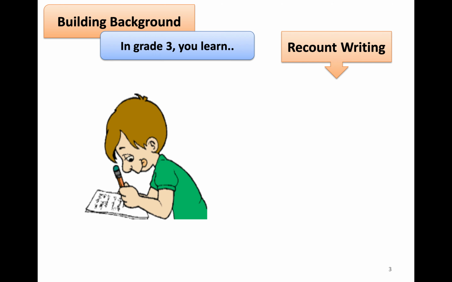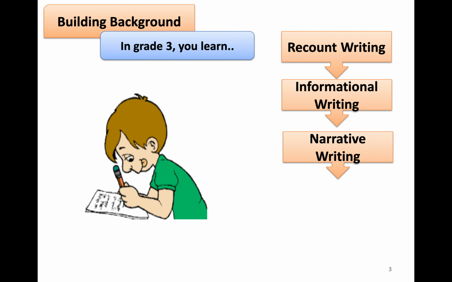Alrighty, so in grade 3, we've learned a few different kinds of writing. We've done a recount writing where you write about things that happened in the past, a story that happened to you, perhaps a field trip that you went on. Informational writing where you give someone information about a certain topic. For example, some of us wrote about some animals and their habitats. Narrative writing, which we haven't touched on yet.